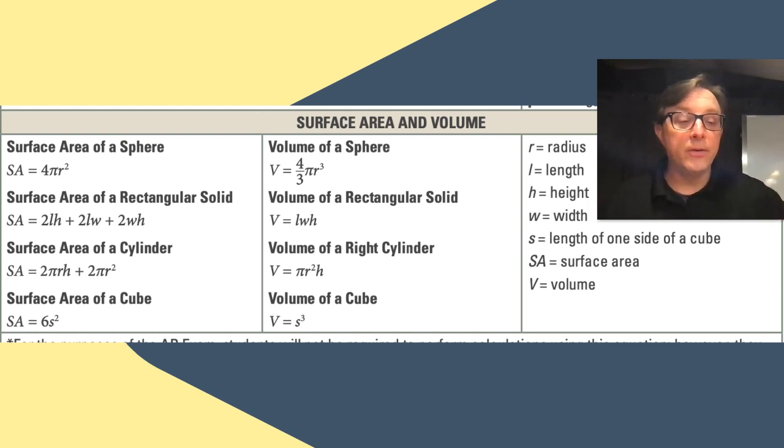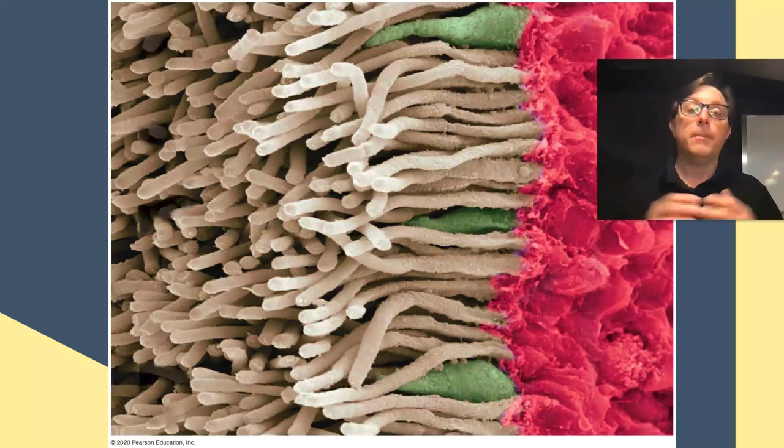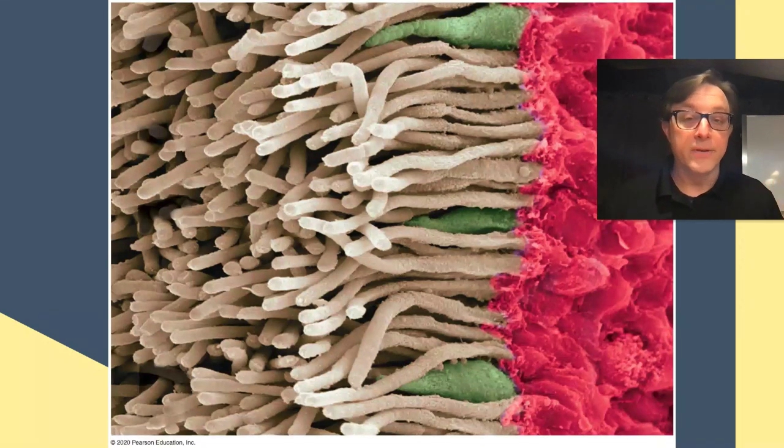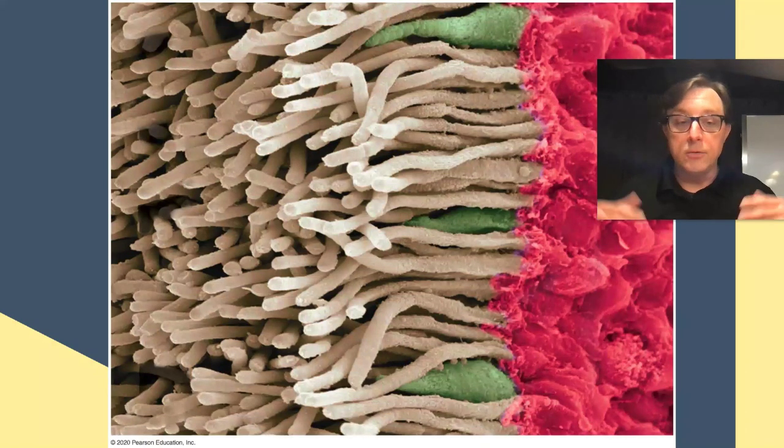Another way that cells will try to maximize this surface area to volume ratio is by greatly expanding their surface area with some structural features, like little tiny projections, like the cilia here, or the microvilli. These might be in the small intestine. These little projections don't add a whole lot of volume to the cell, but they greatly expand the surface area. So any cells that are along a surface where exchange is going to be happening, we would certainly expect to see some sort of structural feature like this to increase that surface area and maximize that exchange with the environment.